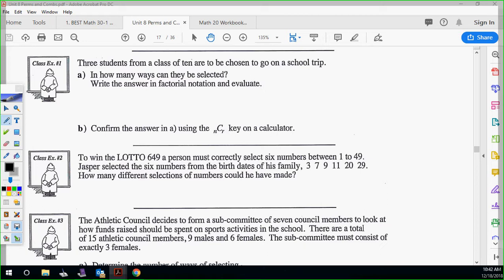So this is clearly a combination because it doesn't matter the order they're selected. They're either going or they're not. So we have 10C3, which we can put in that formula. It's going to be 10 factorial over 7 factorial, 3 factorial. 7 is 10 minus 3, and then r is 3 factorial. 120 combinations to pick 3 people from your group of 10.